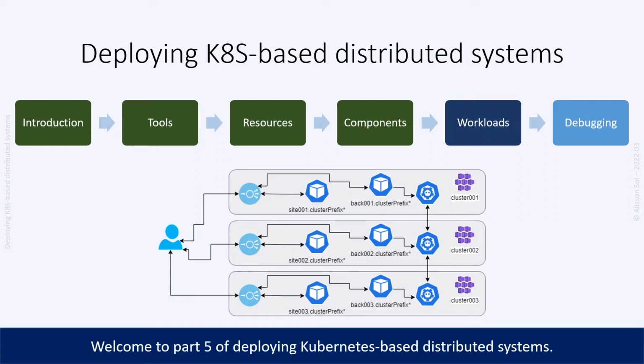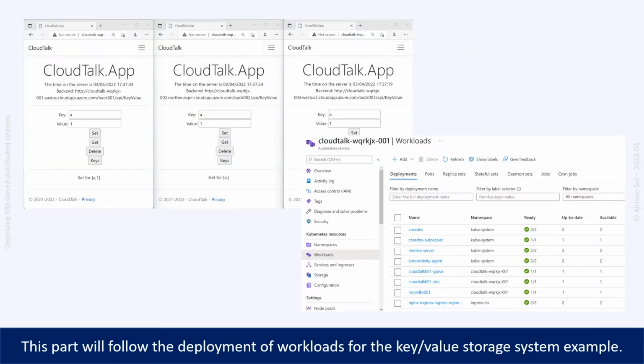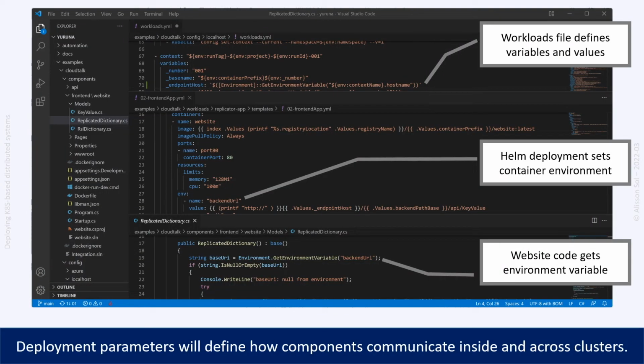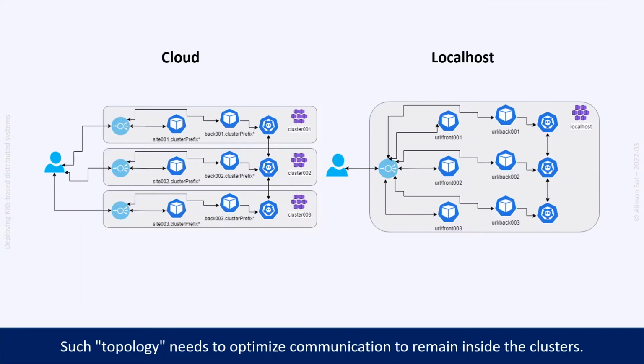Welcome to part 5 of deploying Kubernetes-based distributed systems. This part will follow the deployment of workloads for the key-value storage system example. Deployment parameters will define how components communicate inside and across clusters. Such topology needs to optimize communication to remain inside the clusters.